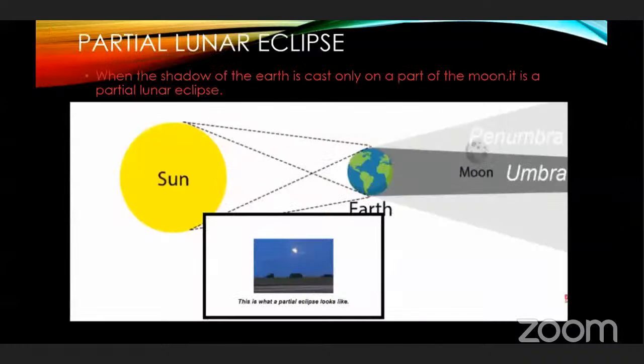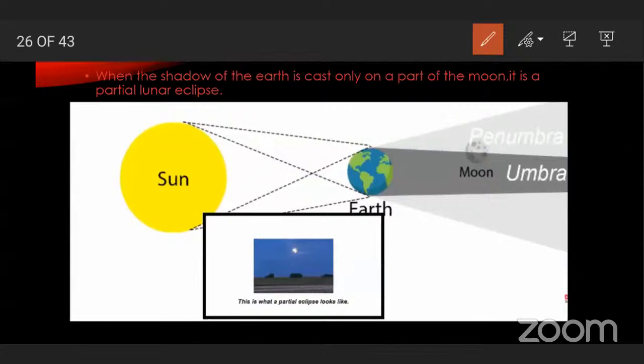Next point is partial lunar eclipse. When the shadow of the earth is cast only on a part of the moon, it is a partial lunar eclipse. You can see here, this is the moon. Some part of the moon is in the umbra region and some part of the moon is in the penumbra region. And if this happens, that time we can see a partial lunar eclipse. And here you can see a partial lunar eclipse. It looks like this.